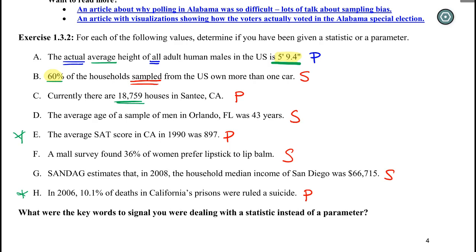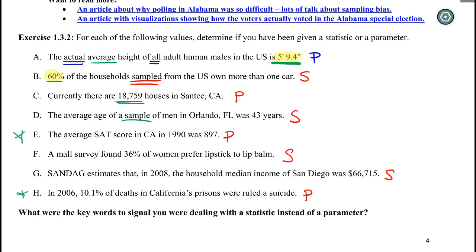Or if I was using 1990 as a particular year to then infer about other years, then again, this would be a statistic. So E and H, if you had statistic for both of those, that's fine. I would not give you these questions on a test because they're unclear. It's not clear what the population was. I would have to say a researcher wants to know what the average SAT score was in California in 1990. So you would know it was a parameter.